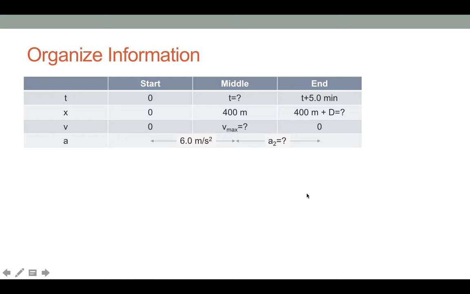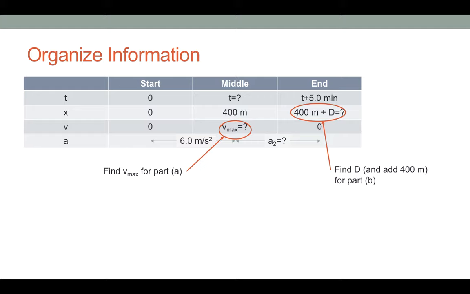Then we just need to say, okay, which one of these quantities do we actually need to compute values for? Well, to answer part A, we simply want to find the velocity at the middle point. That's explicitly what it's asking for. Part B is explicitly asking for the total distance traveled. To do that, we have to find how far the car goes while it stops and add 400 meters. That'll answer part B. To answer part C, we do in fact need to fill in all the other variables so we can complete all the graphs. So we will need to find this time, and we will need to find this acceleration. Those are what we need to calculate.